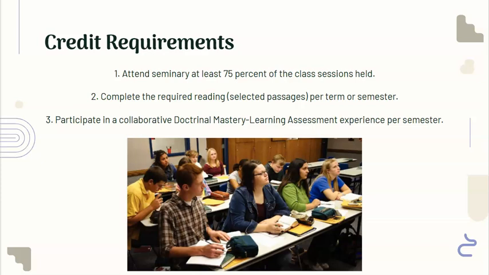Here's a quick review of the requirements to receive credit. 1. Students need to attend seminary at least 75% of the class sessions held. 2. They need to complete the required reading, the selected passages, for each term or semester. And number 3, they need to participate in a collaborative doctrinal mastery learning assessment experience each semester.